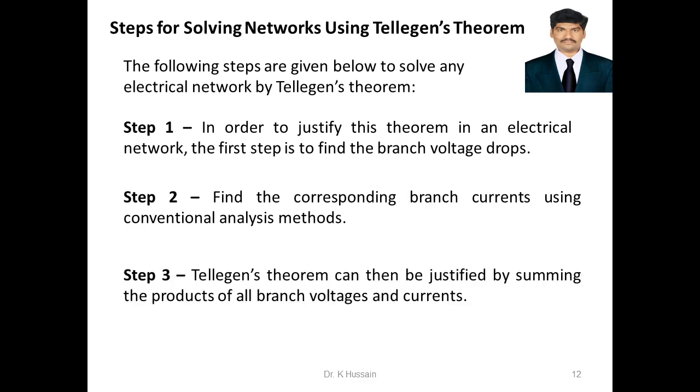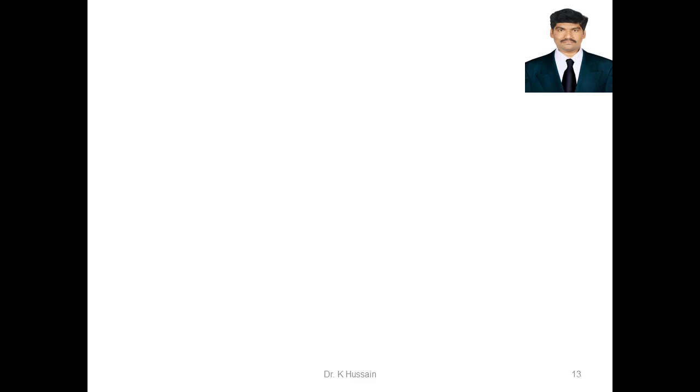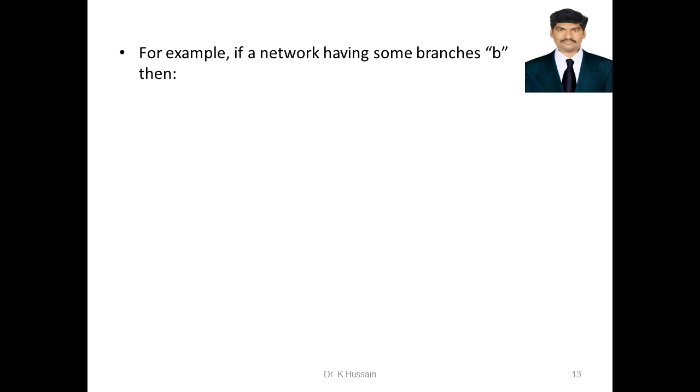So that is it, right? Tellegen's theorem can then be justified by summing all the products. We are finding the voltage and then the current in a particular branch. The product of voltage and current is power, right? Summing all these powers, that is equal to 0. That is all this theorem states. Now we'll see one example here.